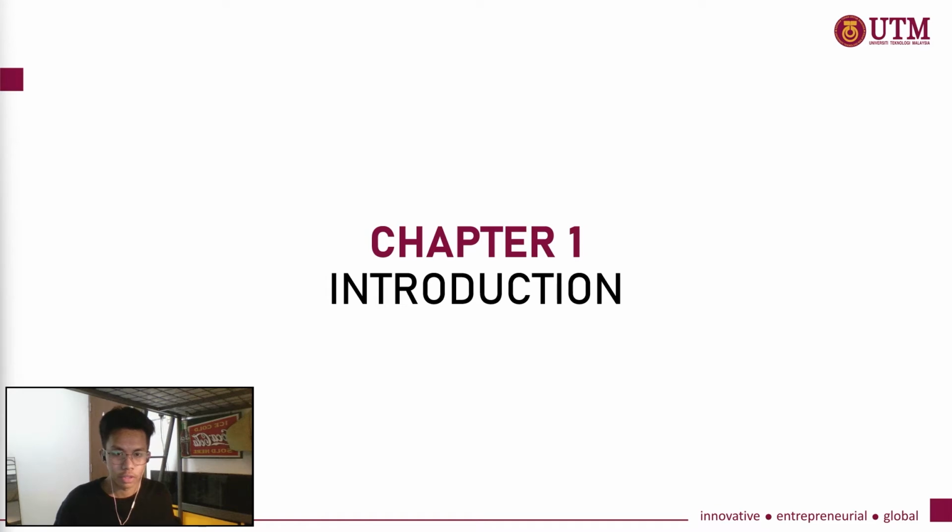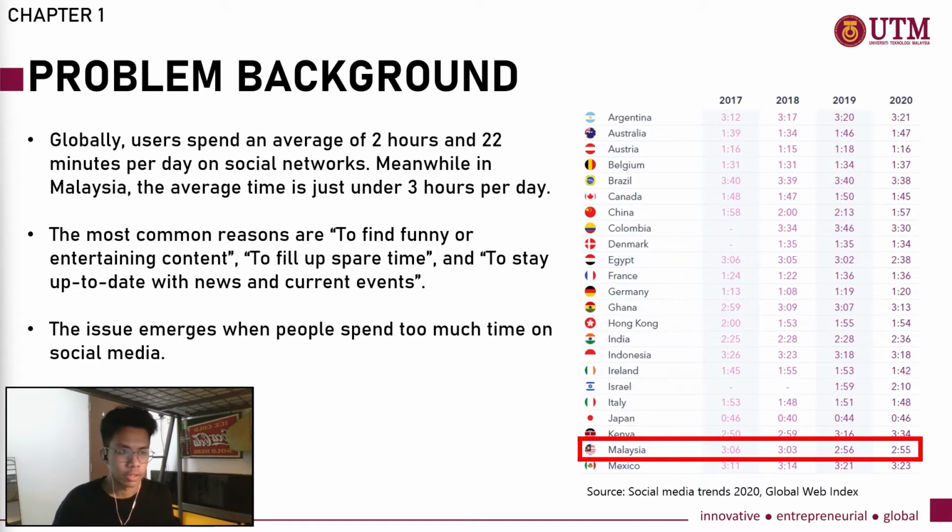So Chapter 1, Introduction. Globally, users spend an average of 2 hours and 22 minutes per day on social networks. Meanwhile, in Malaysia, the average time is just under 3 hours per day. The most common reasons are to find funny or entertaining content, to fill up spare time, or to stay up to date with news and current events.